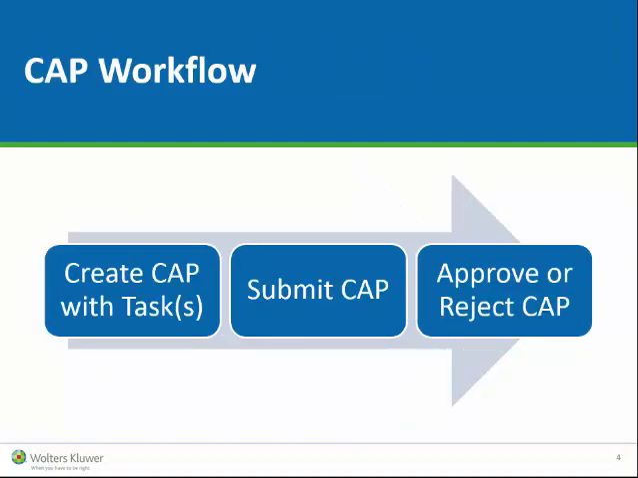When you create a corrective action plan, it will include one or more tasks. Remember, a task is the way you associate the controls. Multiple tasks can be associated with a corrective action plan, but a single task can only be associated with one corrective action plan. You will work through the corrective action plan, and just as you do now, you'll submit the corrective action plan for approval and have it either approved or rejected based on whether the approver feels the corrective action plan was executed properly.